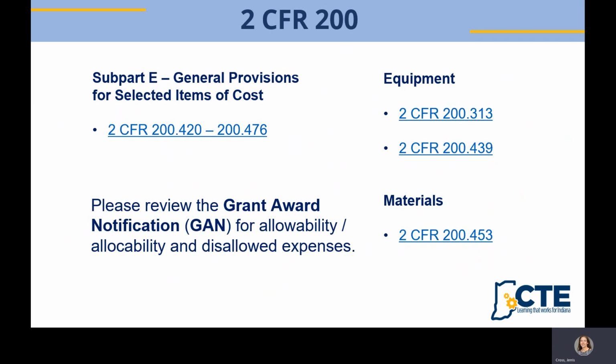Subpart E is the general provisions for selected items of cost, and you can click on the link here to access that text. It's rather extensive. Much of that information is included in your grant award notification on those pages that cover allowability, allocability, and disallowed expenses. Equipment information can be found in 313 and 439, and materials information is contained in 453.